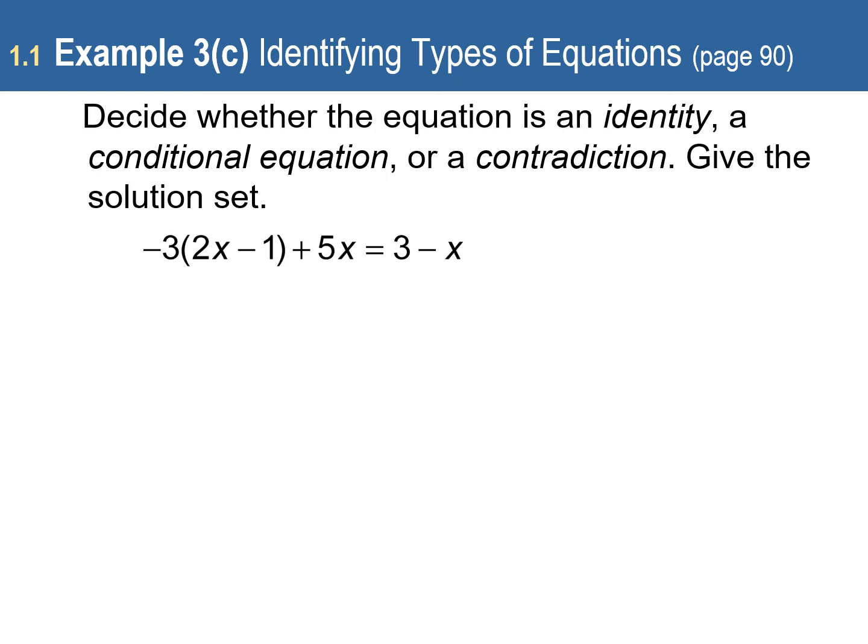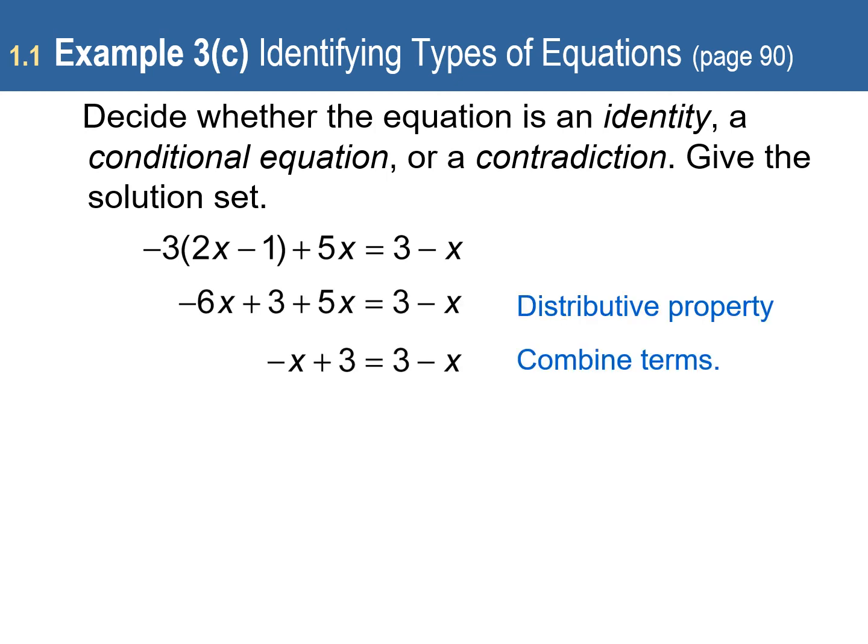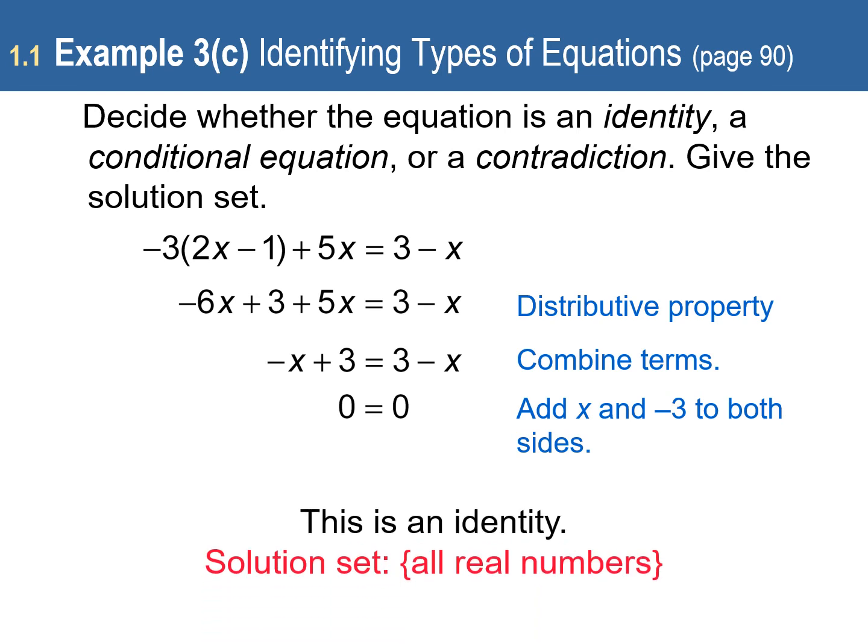Now, looking at this problem, the first thing I need to do is distribute that negative 3, collect like terms, and I get the statement, when I add x to both sides and negative 3 to both sides, 0 is equal to 0. Now, this is always a true statement, so this is an identity, and the solution set is all real numbers.